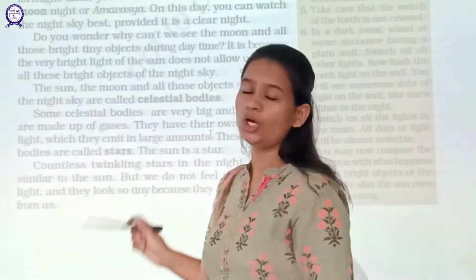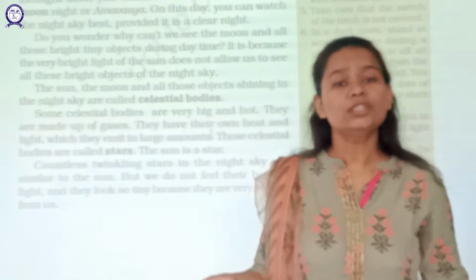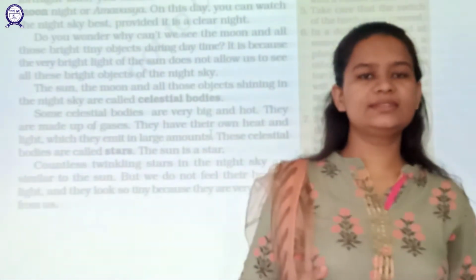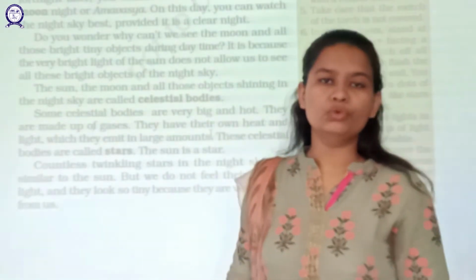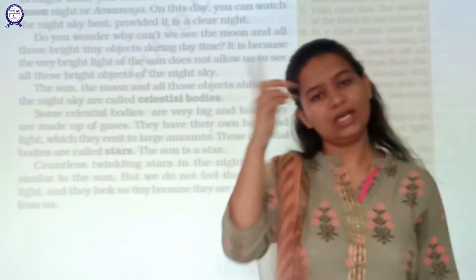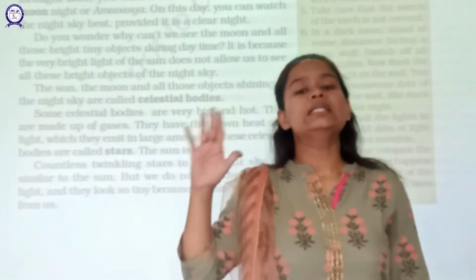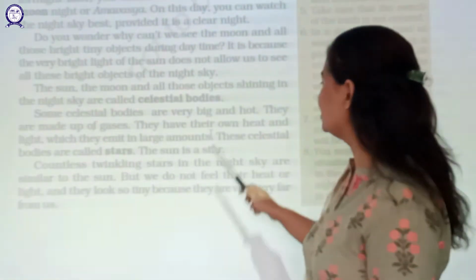Thereafter, students, we will talk about stars. These are the only things that we used to observe in the sky during night: stars and the moon. Regarding the moon we discussed, when the complete moon is there, that is full moon night. When no moon is there, that is Amavasya. Now we will discuss stars.